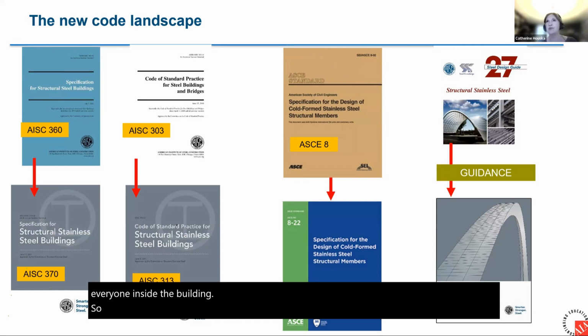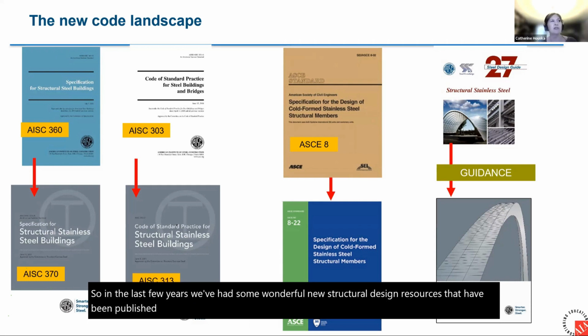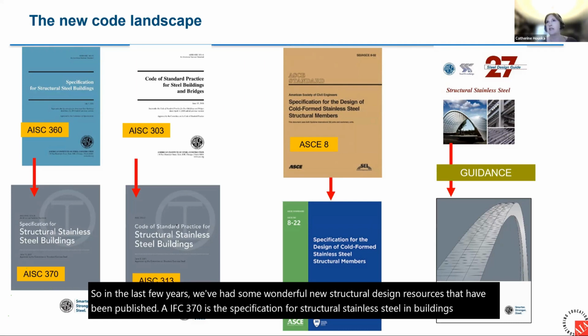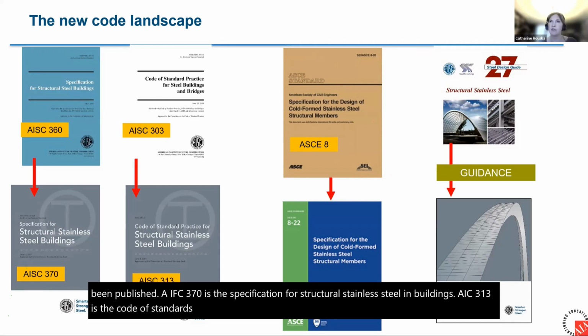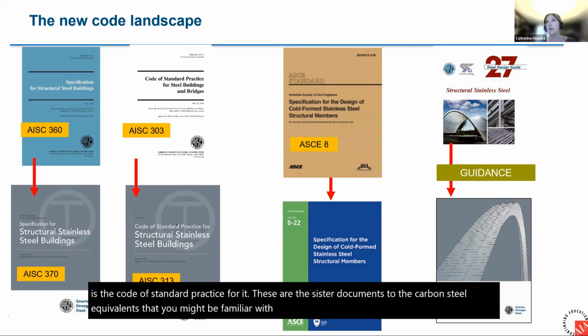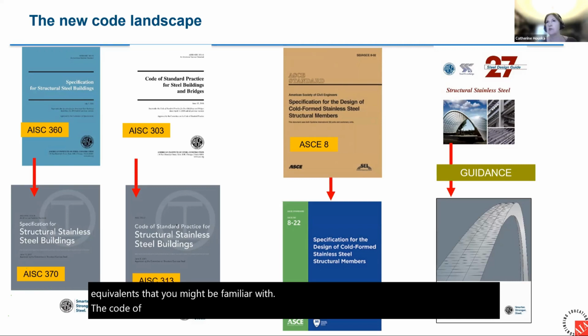So in the last few years, we've had some wonderful new structural design resources that have been published. AISC 370 is the specification for structural stainless steel in buildings. AISC 313 is the code of standard practice for it. These are the sister documents to the carbon steel equivalents that you might be familiar with. The Code of Standard Practice relates to fabrication and erection. Those were both published in 2021, late in the year.